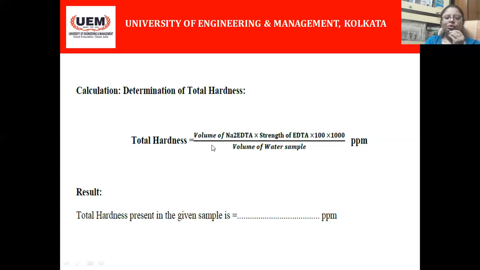So here you will put the value you are getting from the virtual lab. Strength is 0.01 molar you have taken. After multiplying by the multiplication factor and dividing the whole thing by the volume of water sample, you will get the hardness as ppm.